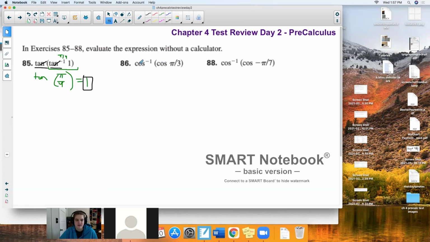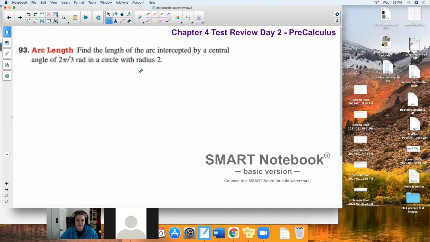Oh my god, that's what's happening here too. Cosine inverse of cosine, so just pi over 3. Answer. And same thing happening here. My god, I love it. Okay. Well, that was hard. Not. Okay.